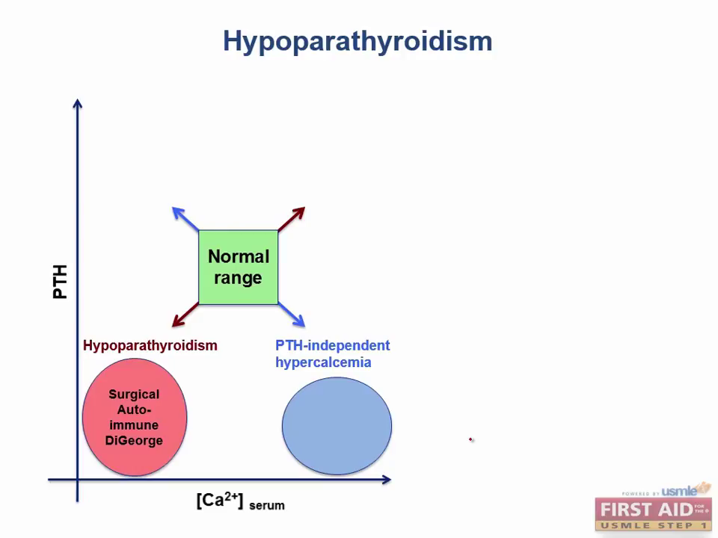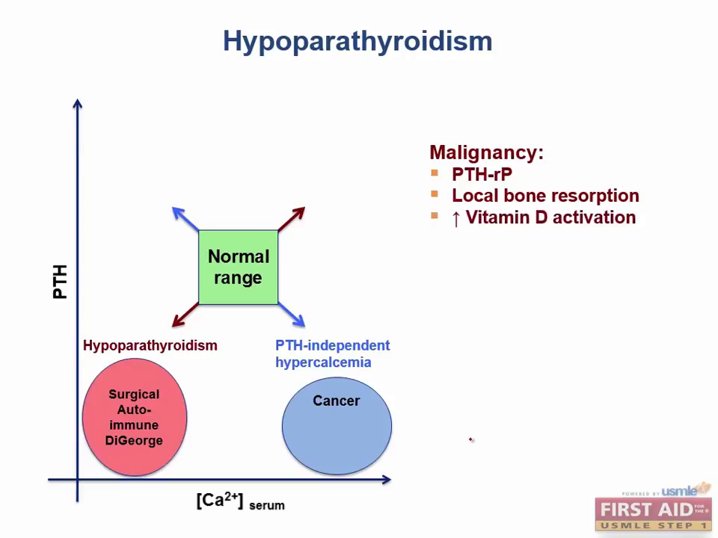The answer is actually cancer. Solid tumors can cause an increase in blood calcium by either secreting parathyroid hormone-related peptide, causing local bone resorption like in multiple myeloma or bone mets, or increased activation of vitamin D.